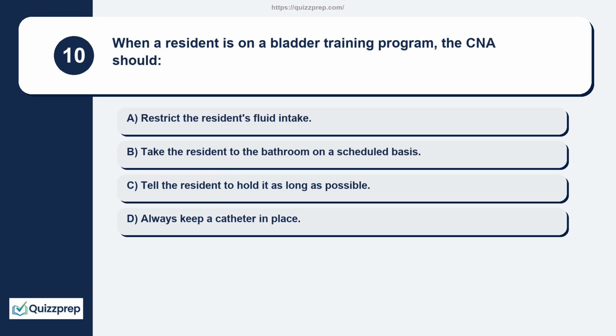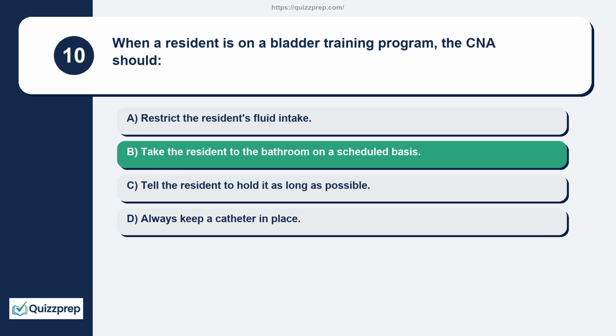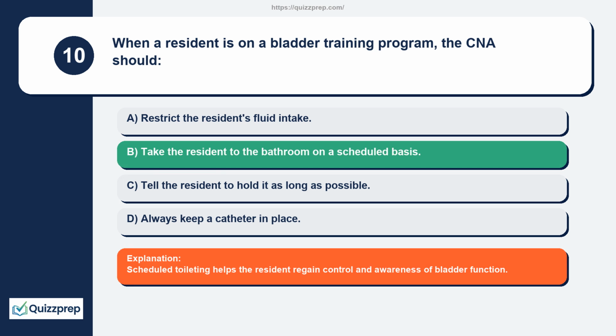Question 10. When a resident is on a bladder training program, the CNA should restrict the resident's fluid intake, take the resident to the bathroom on a scheduled basis, tell the resident to hold it as long as possible, always keep a catheter in place. Scheduled toileting helps the resident regain control and awareness of bladder function.